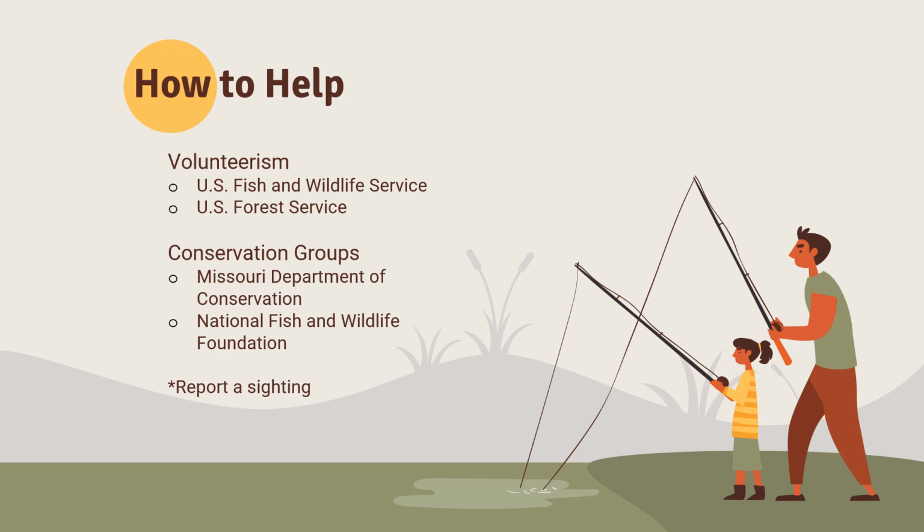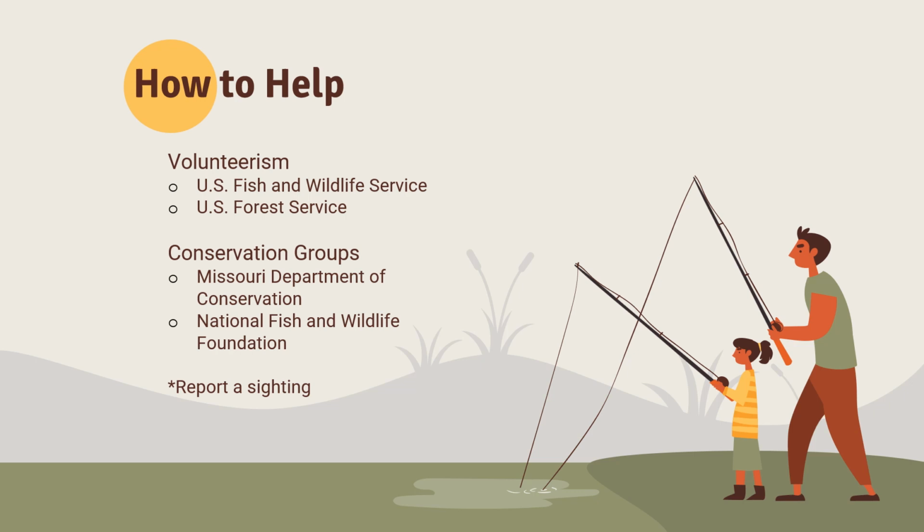So, ways to help. Of course, there is an option of volunteerism, and the U.S. Fish and Wildlife Service is always looking for volunteers, especially because they're doing a lot of the surveys concerning carp population. The U.S. Forest Service also is doing a lot of research as far as the carp population and on the migration of the carp within the Mississippi River.